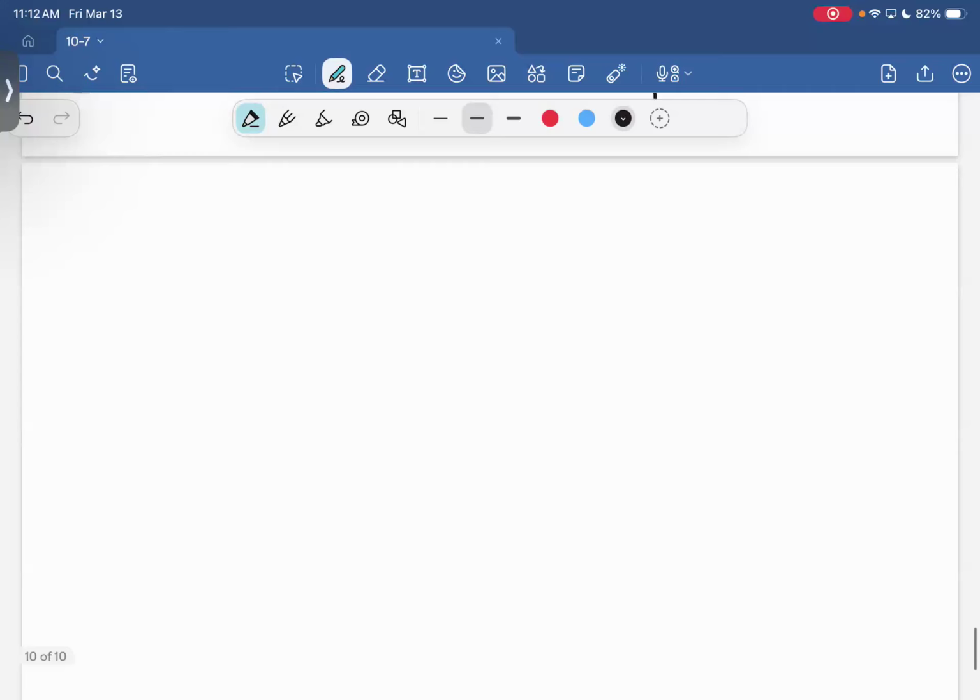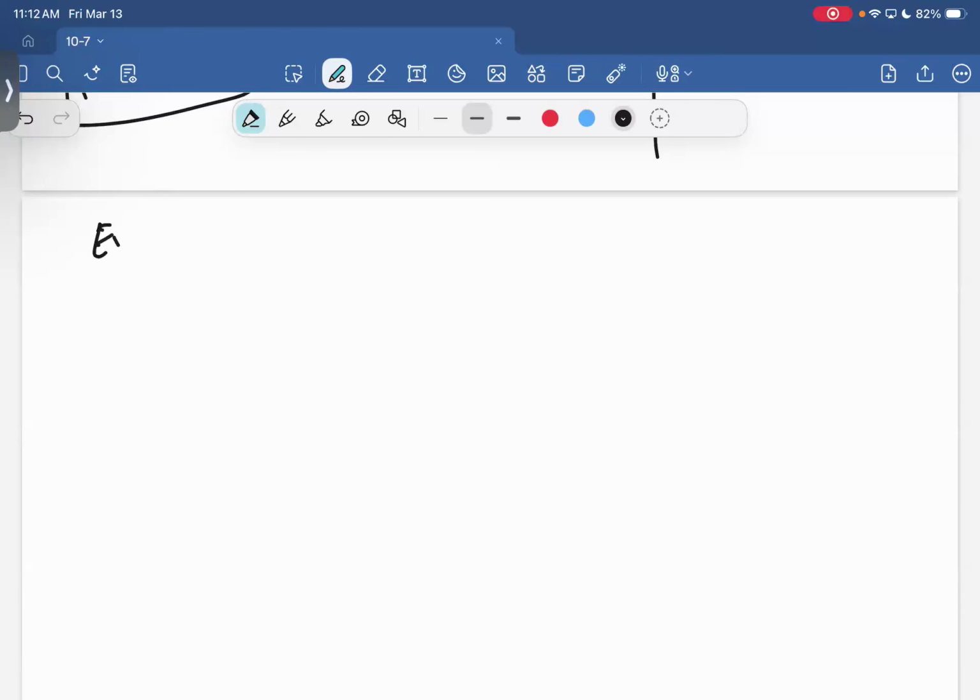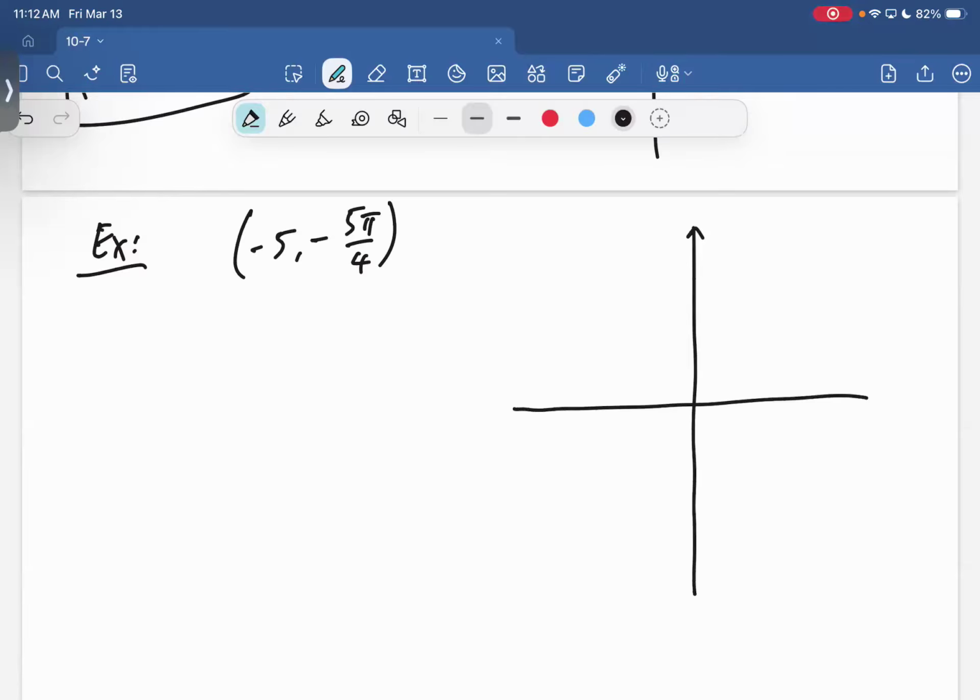Okay, let me do another example just for fun. Let's say we have both a negative r and a negative angle. So maybe -5 comma -5 pi/4. All right, so I'll go through this. The first step is to find where the angle is. What quadrant is -5 pi/4? 2, very good.